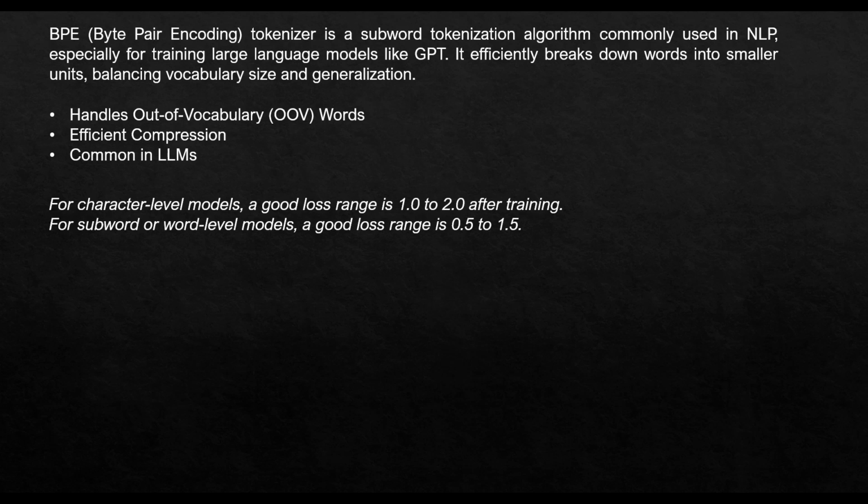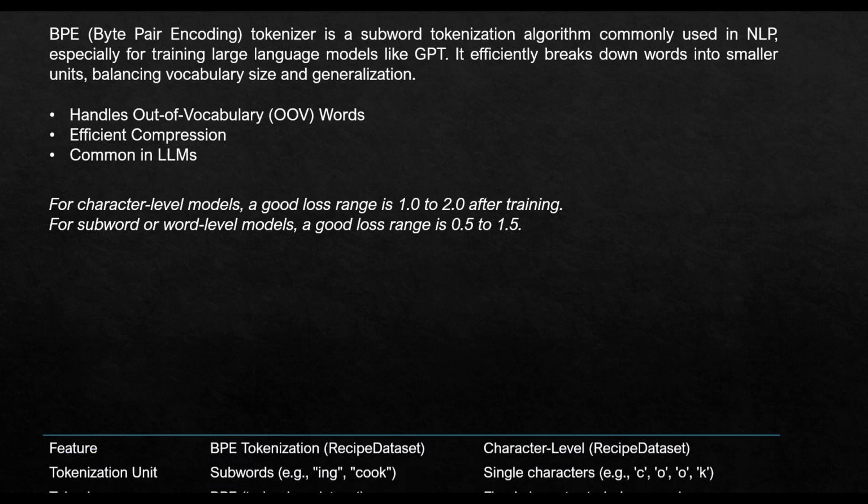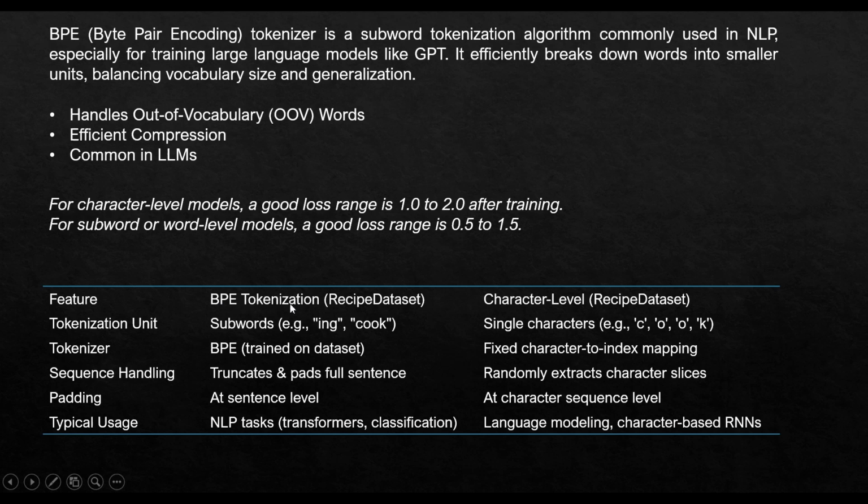Also, a good side note is that for character level models, a good loss range is 1 to 2, but we had our loss at 2.4, so that could be one of the reasons why the output that was generated was not that great. For a subword or word level model, a good loss range is 0.5 to 1.5. So you can remember this when you're trying to use a different tokenizer to generate outputs, a byte pair encoding tokenizer versus a character level tokenizer.